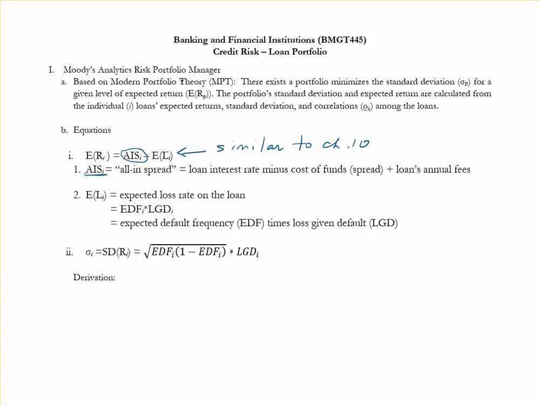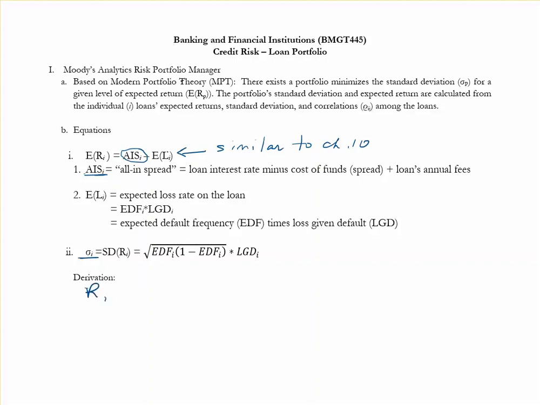Now, using these terms, we can get the standard deviation in the returns of an individual loan, and it's this formula. You can take it as given that it's the square root of the product of the expected default frequency times 1 minus the expected default frequency, and then all that times the loss given default. I would like to just take a moment to explain where the standard deviation comes from. If you don't really care for derivations or proofs, you can skip over this section.